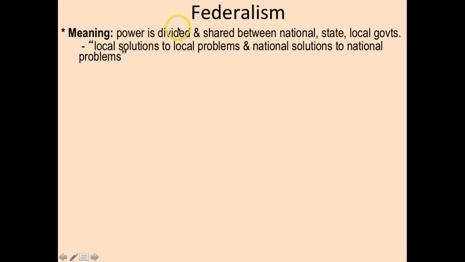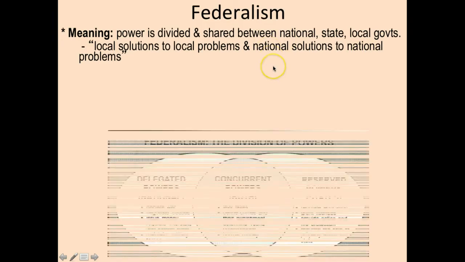We are now going to look at the concept of federalism. Federalism is something you've seen before. Here is the definition. Power is divided and shared between the national, state, and sometimes the local governments. A really good quote to help you remember what federalism means is: when you have local problems, you're going to need local solutions. When you have national problems, you're going to need national solutions.